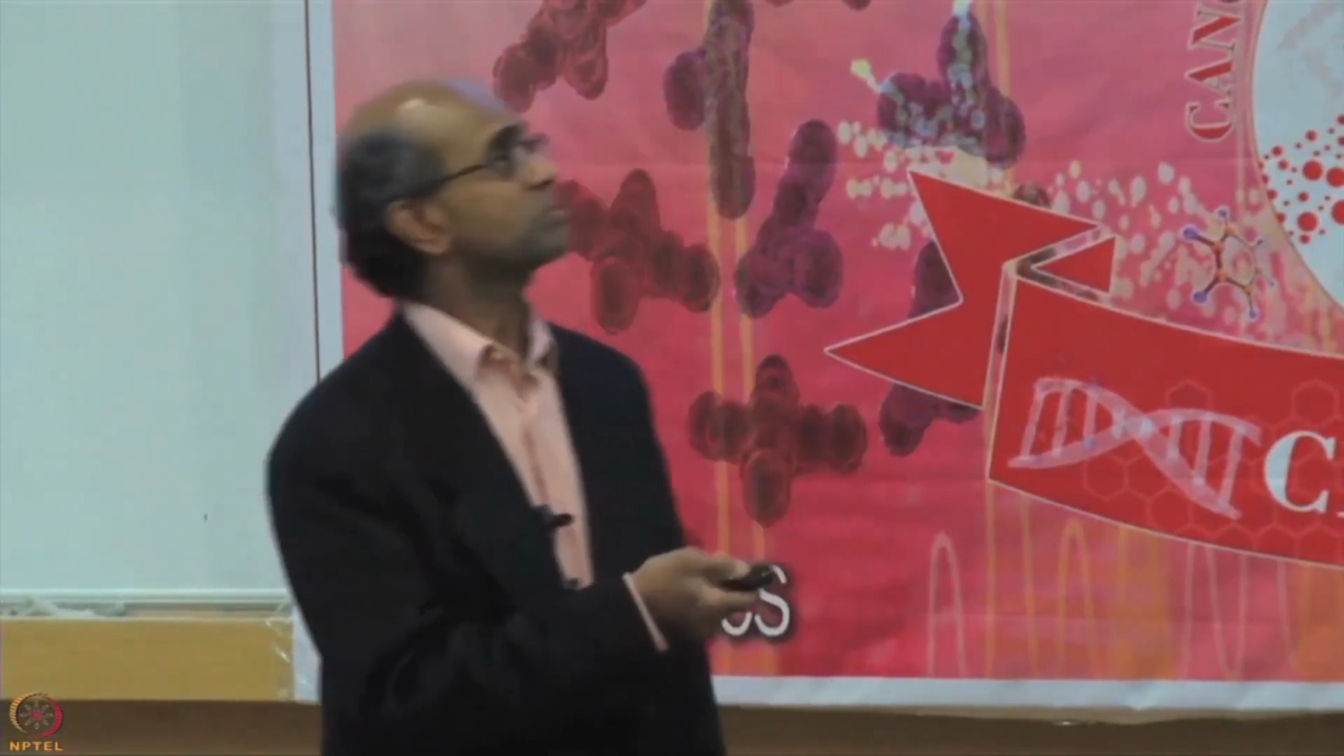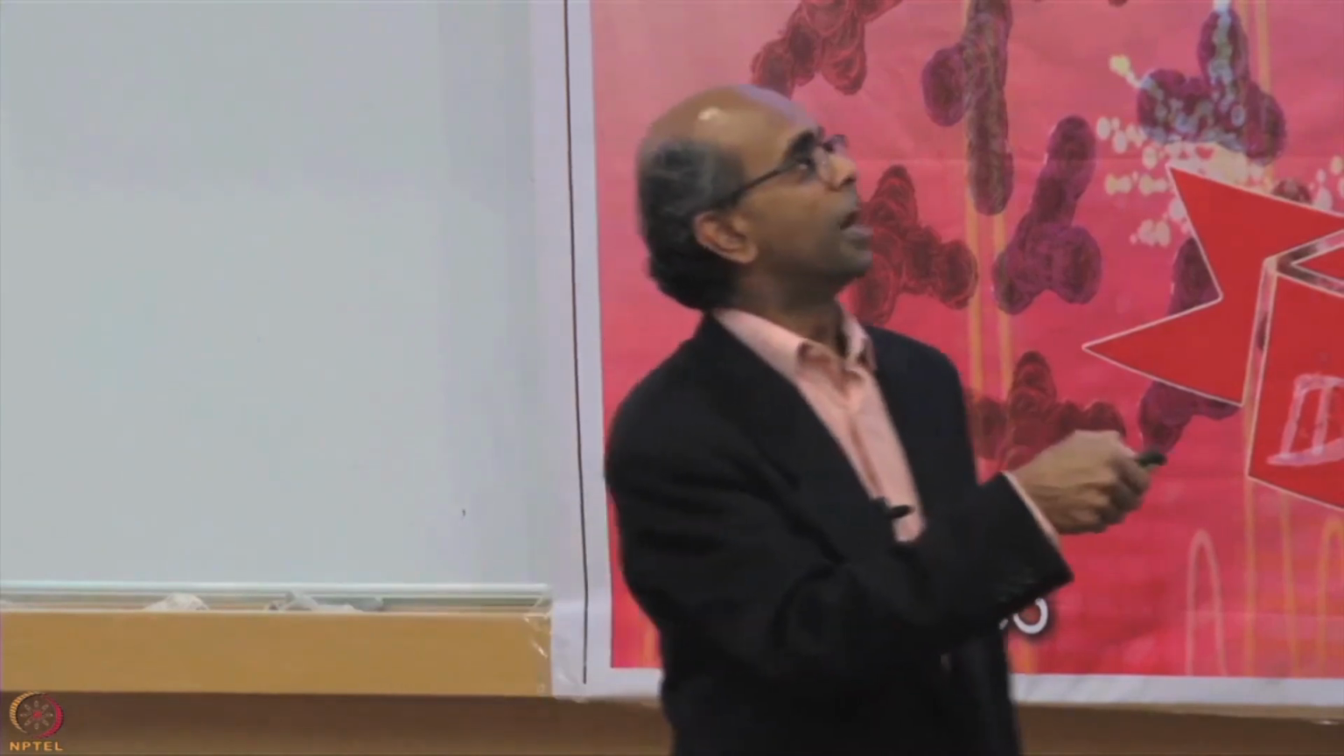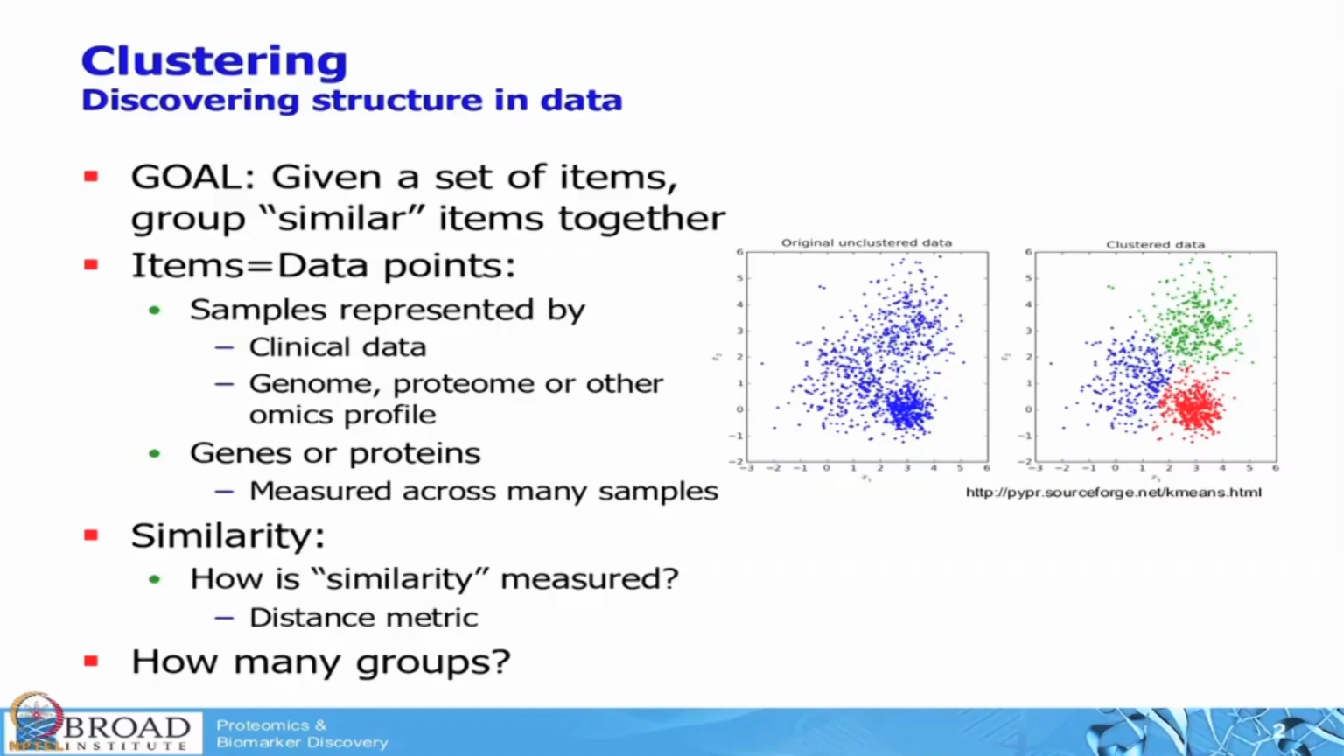Unsupervised learning, I mentioned, is primarily clustering, PCA, techniques like that. In clustering, the goal is you are given a set of items: your samples, or your images, or speech from a set of people. And you want to group similar things together. So you somehow have to mathematically define what similar is, and then things that are similar you group together to form a cluster. Items are basically data points. They have a listing of what they could be. They could be clinical data when you're looking at samples.